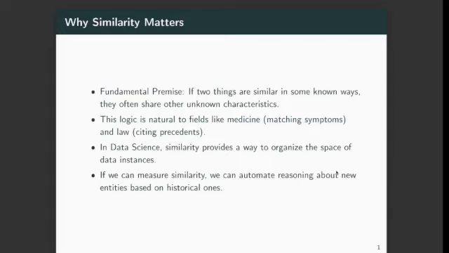So in data science, similarity gives us a way to organize a massive space of data points. If we can measure how alike two things are, then we can automate how a computer reasons about new situations when they come.